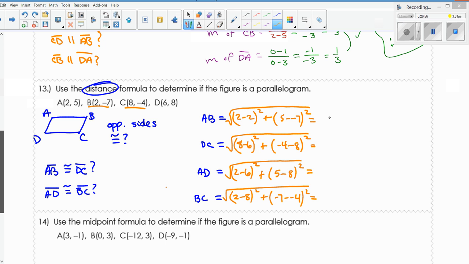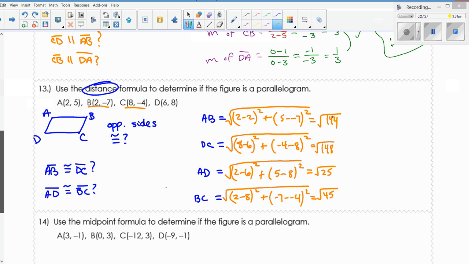Okay, this one should be the square root of 144, and again, I'm going to leave it as a square root, just because I don't need the decimal. It's not going to help me. This one should be the square root of 148. This one should be the square root of 25. This one should be the square root of 45.